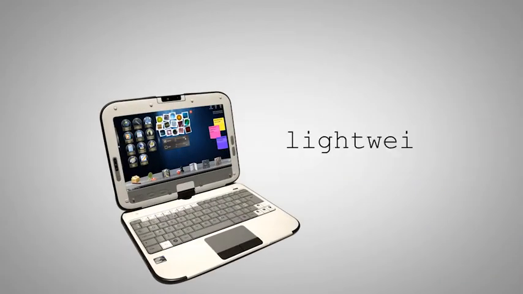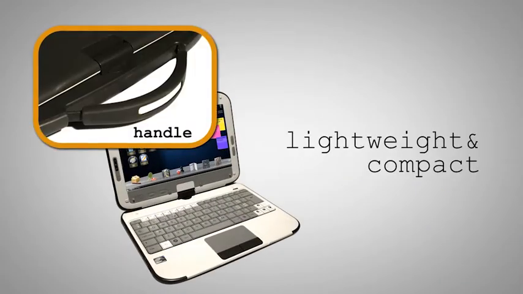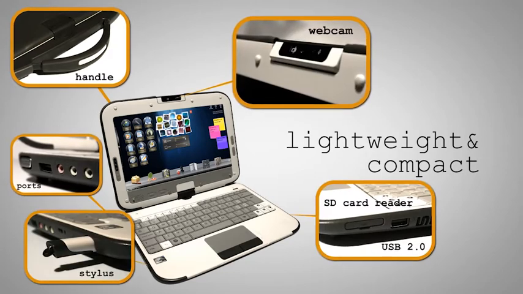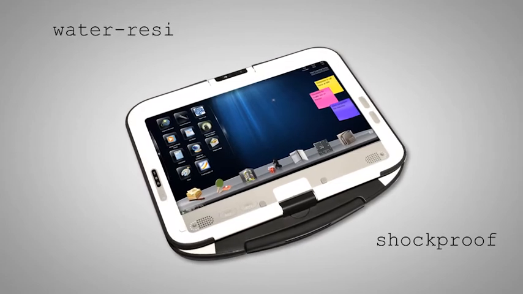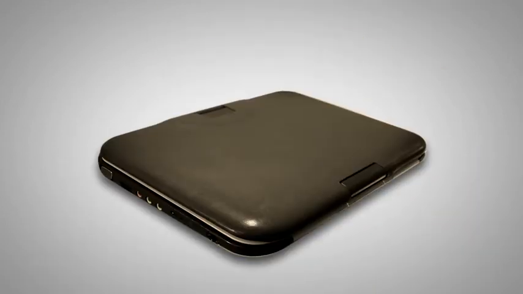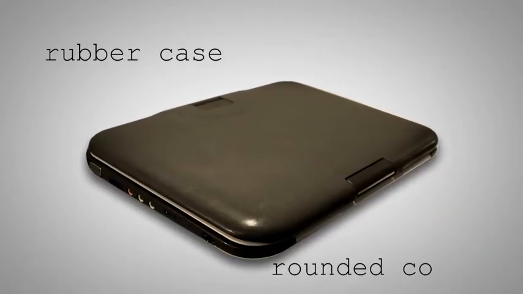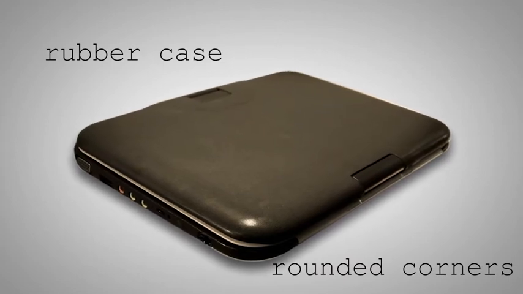With its light weight of only 1.5 kilograms and an integrated handle, children can transport their Classmate with ease. The Classmate is shockproof and water-resistant. Its rubber case is optimal to be used by children between the age of 6 and 13.